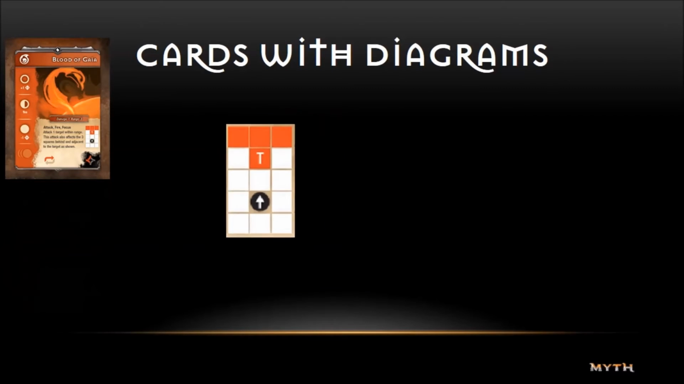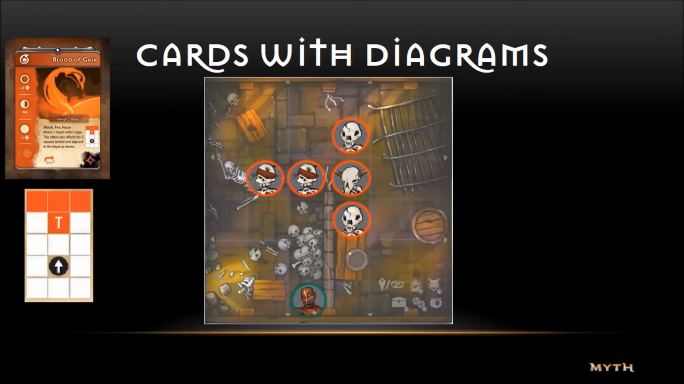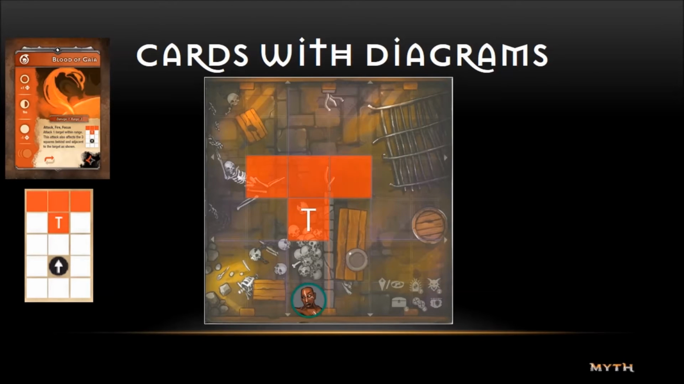So let's start with Blood of Gaia, and let's take a look at an example here where the apprentice is on the tile. There are 5 minions. How would I go about attacking them with Blood of Gaia? Well, let's just remove the minions for a moment here.